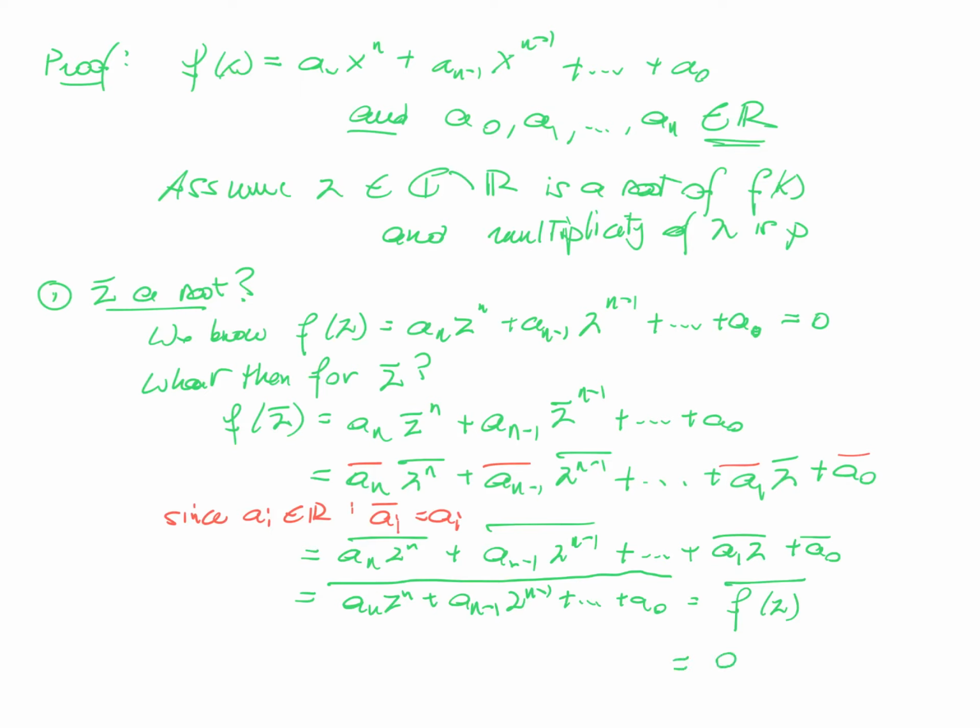f of z is 0. And now we know 0 is just a real number. So the conjugate of 0 is 0 itself. So this means that z bar, the conjugate of z, is indeed a root. Why? Because f of the conjugate is 0, so by definition this is a root of the polynomial.